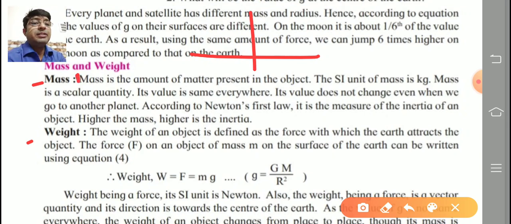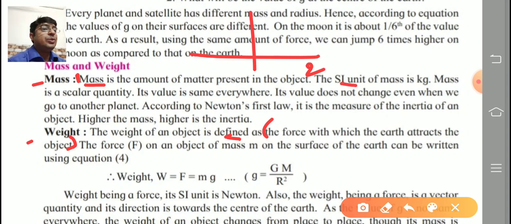So what is the first point in weight? Write the definition. Here, that is the definition of mass. Now the definition of weight is given here. Start from here. The force with which the earth attracts the object is called weight. This is the first point. Second point, SI unit of mass is kilogram. So what do we write here? SI unit of weight is Newton. This is the second point. Next, third point.